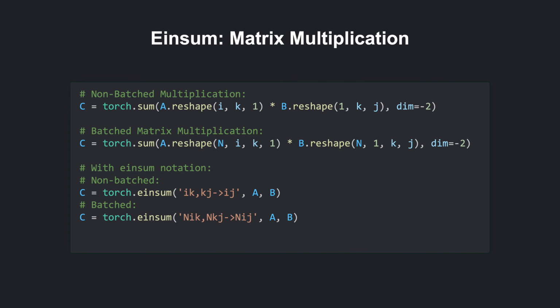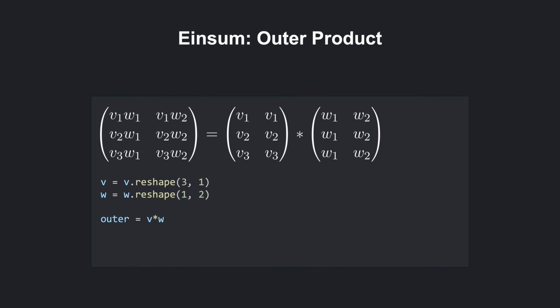In the same way we used the ellipsis operator before during indexing, we can use it here as well to account for any numbers, or none at all, of prepended batch dimensions. With torch.einsum of ellipsis ik, ellipsis kj go to ellipsis ij, we can cover both the batched and the non-batched case simultaneously. Another example is the outer product we computed earlier. Without explicitly reshaping the tensors ourselves, it can be written as torch.einsum with i and j go to ij.